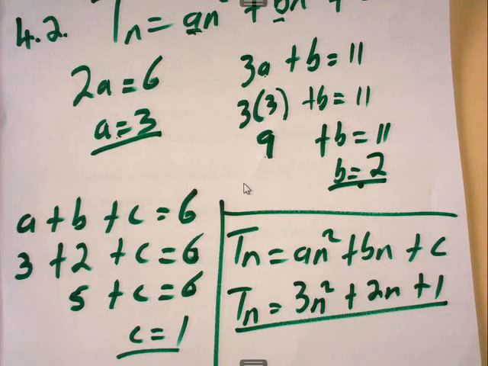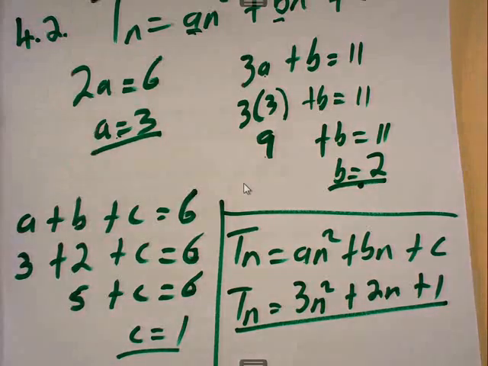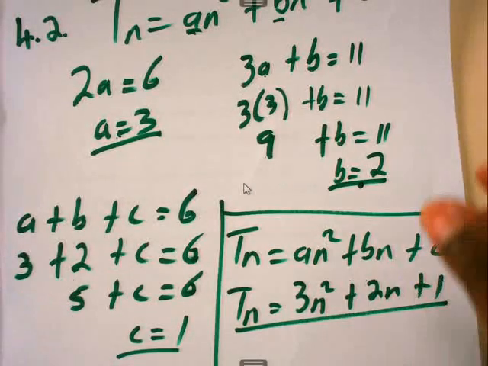I hope you're happy with the solution and you have written it down. The nth term, Tn, is equal to 3n squared plus 2n plus 1. Fine. Let's carry on and answer the third question.